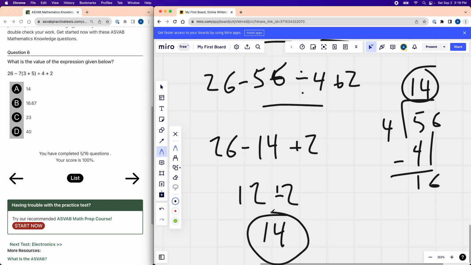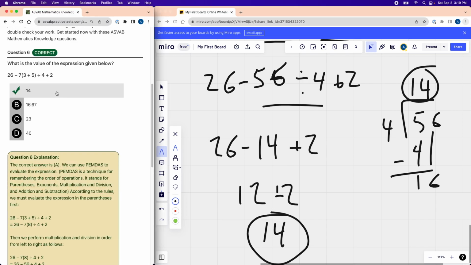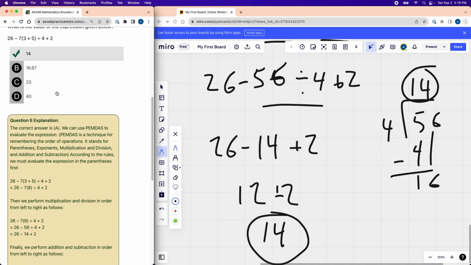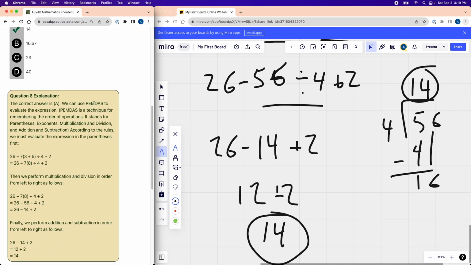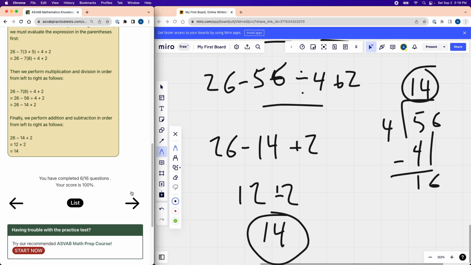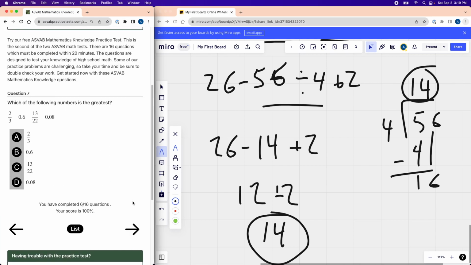Let me redo that circle. 14, there we go. And we see 14 is one of our answers here, so we select that, and we got it correct. They give an explanation here, pretty much saying, hey, remember to use PEMDAS. All right, let's move on to the next one here.